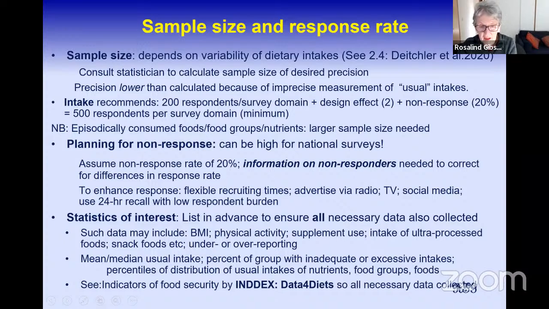This particular platform provides you with details of food security indicators that you may want to calculate from your national food consumption survey data. It is important to look at these indicators before you start your survey, because some of them will require collection of additional data. So it's very important to list each of the statistics that you're interested in calculating, and by the side of each statistic, list the components that must be measured in order to generate that statistic.